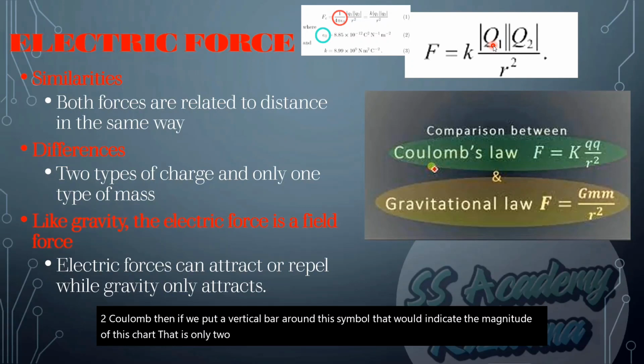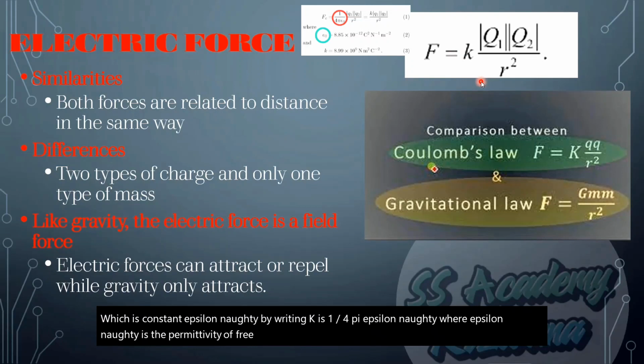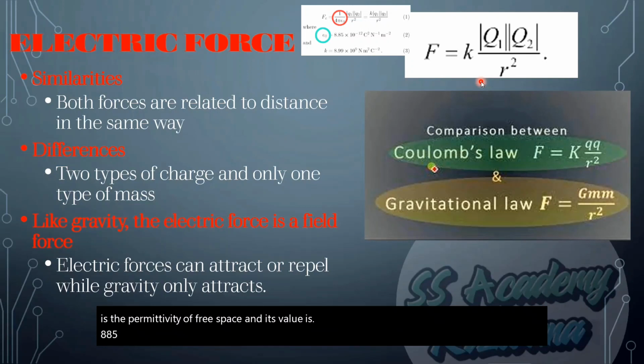Secondly, it's a common practice to express K in terms of another constant, epsilon naught, by writing K as 1 over 4 pi epsilon naught, where epsilon naught is the permittivity of free space and its value is 8.85 × 10^-12 coulomb squared per newton meter squared.